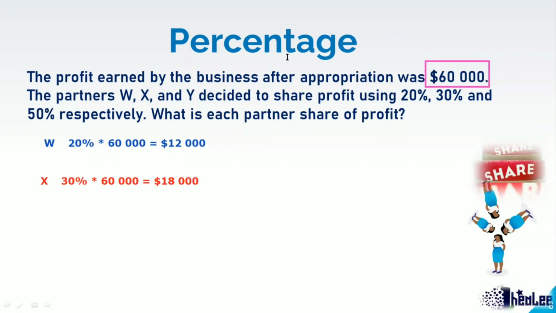And moving on to the next partner, which is Y, Y's share of profit is 50%, so that's 50% times the profit of 60,000, and 50% is basically half, so half of the 60,000 gives us 30,000. Again, when you're finished, if you add up all the profit that each partner gets, you must get back the same value that you got for the residual value. In this case, that would be $60,000.